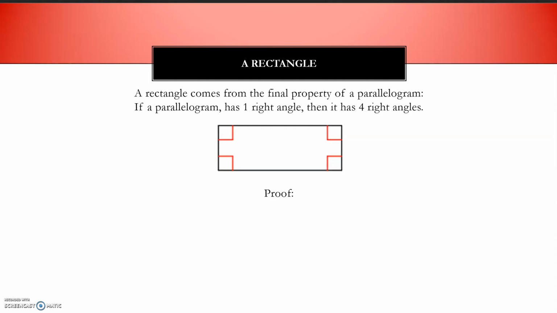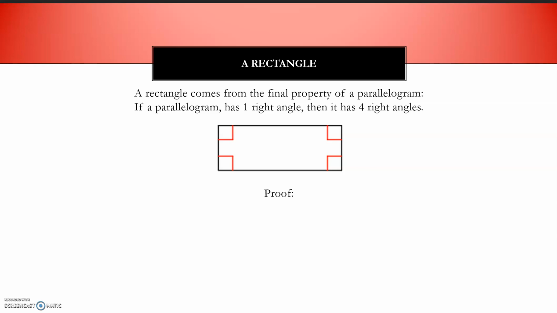Please make sure that you've watched the first video on parallelograms, because we're going to assume for this video that you understand parallelograms and their properties. A rectangle is a special type of parallelogram that comes from, depending on what textbook you look at, the last property of parallelograms that is usually introduced, which is a special type of parallelogram where we have four right angles.